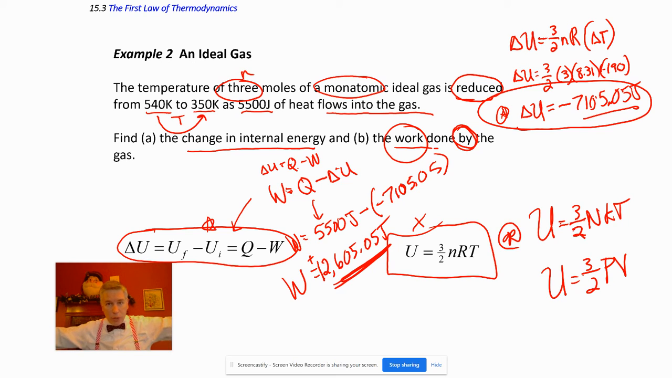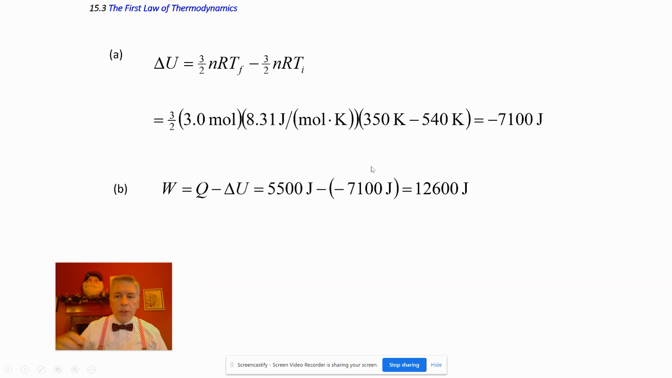That's positive work. This is the opposite of what chemists do. Physicists talk about work being done by the gas on the surroundings as positive, and when the surroundings do work on your gas and cause it to try to shrink in volume, that is work done on the gas, and that's negative work. Let's see what we've got for our answers. Sure enough, negative 7,100 and positive 12,600.